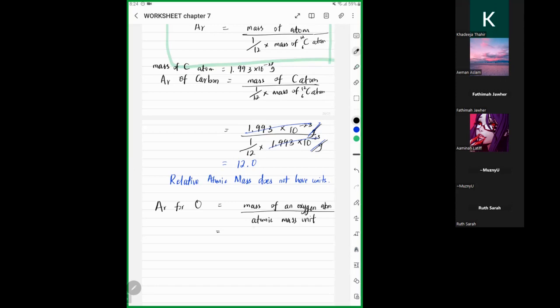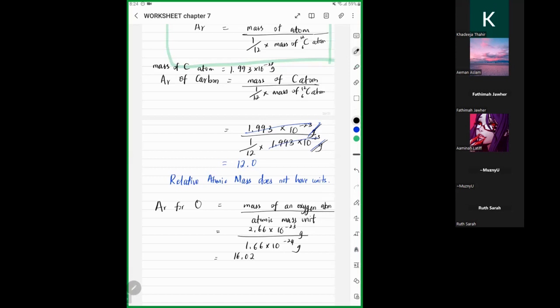So the mass of the oxygen atom is actually 2.66 into 10 to the power minus 23. I'm getting these values from the book, right? I haven't memorized it. You don't need to memorize it actually. And the atomic mass unit is actually 1.66 into 10 to the power minus 24. You won't have to solve such big values, okay? You just need to apply the equation mostly. So if you actually divide, you will get 16.